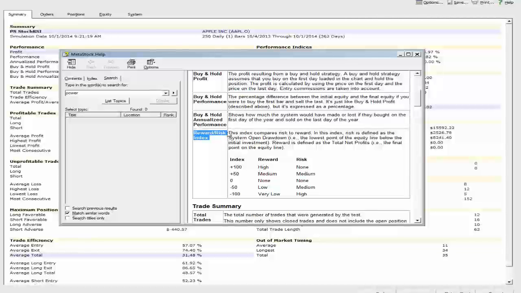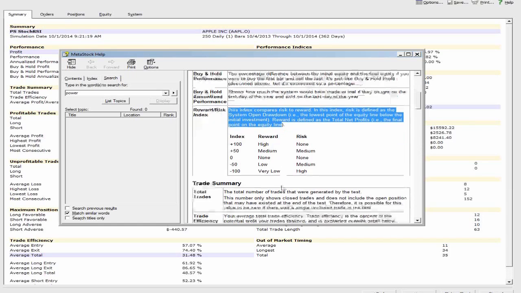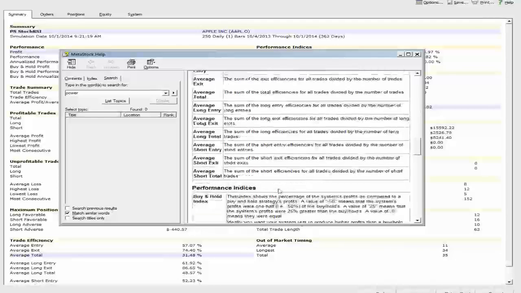If we look at the risk-reward index, just to give an example, this index compares risk to reward. In this index, risk is defined as the system open drawdown, the lowest point of the equity line below the initial investment. Reward is defined as total net points, the final point on the equity line. So this compares how much you're risking versus your final reward. They have a summary on every item on this report, and you should spend a few minutes familiarizing yourself with them.